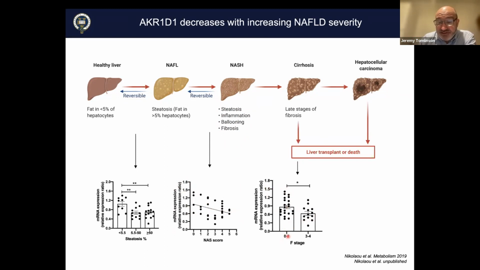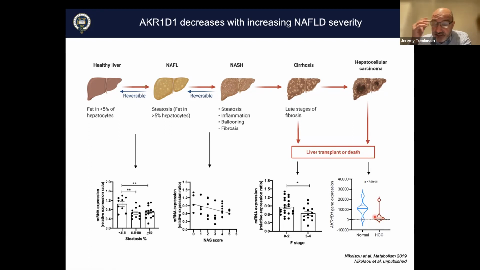What about fibrosis stage? Again, we said that we score fibrosis from 0 to 4. In those patients with most advanced fibrosis, 3 and 4, AKR1D1 expression is decreased. And finally, if you data mine publicly available databases, in patients with hepatocellular cancer, AKR1D1 expression is markedly downregulated in comparison with healthy liver. So certainly across the board within the context of non-alcoholic fatty liver disease, there's very good evidence now of decreasing expression and activity of AKR1D1 with advancing severity of disease, be that fat, inflammation, fibrosis, or even the development of cancer.